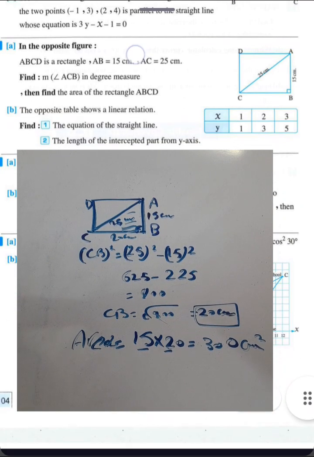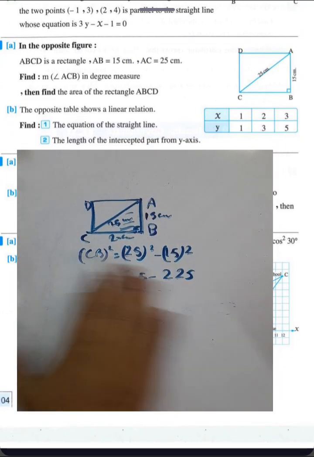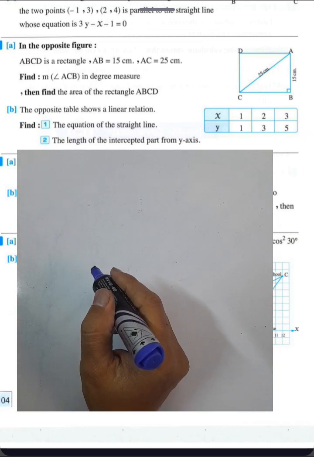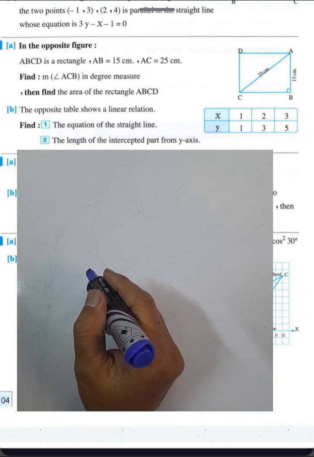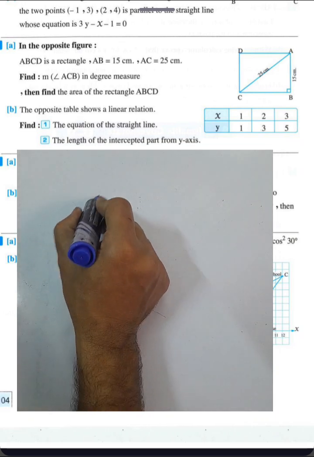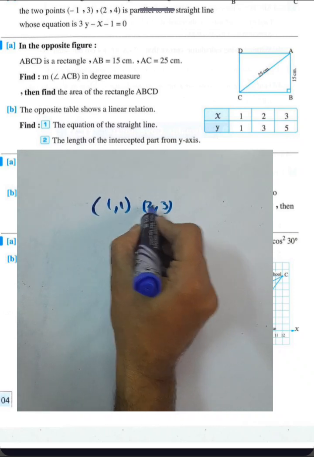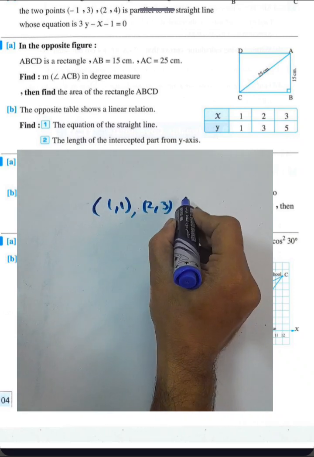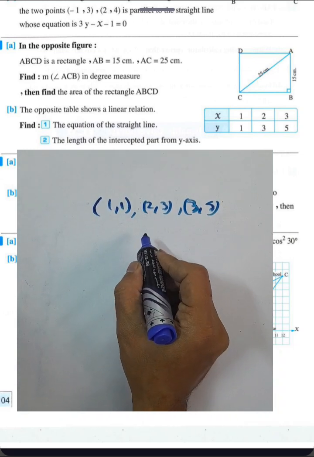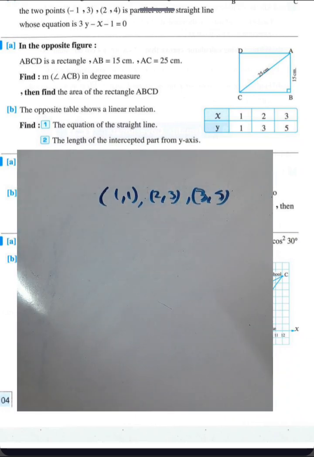Okay, next question, letter B. We have the opposite table showing the linear relation between x and y. We want to find the equation of the straight line passing through (1, 1), and we have another point (2, 3), and another point (3, 5). We want to find the equation of the straight line which passes through all the points here.